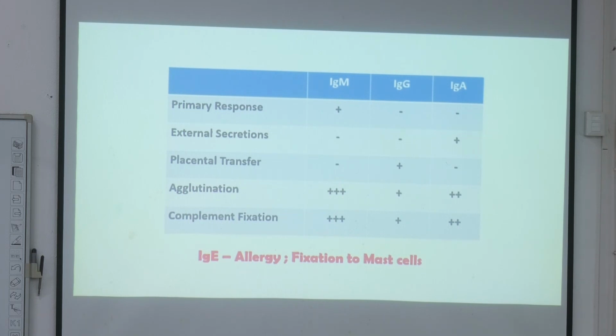So it will no longer remain in the solution, it will be thrown out of solution. It is a very good agglutinating agent in contrast to IgA or IgG, and complement fixation is maximum with the IgM type and less so with the IgG type.